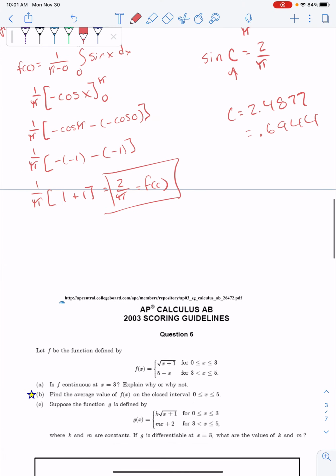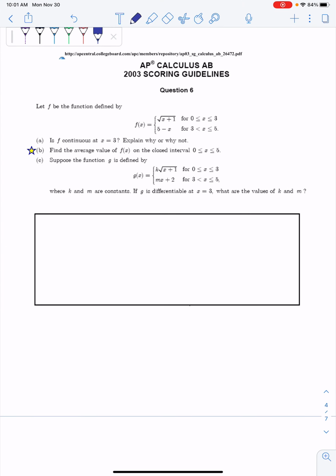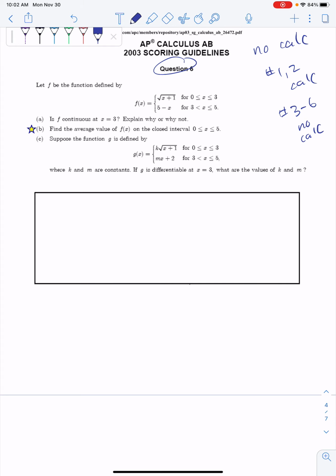All right, moving on. Let's do an AP question. This question is number 6. It's from the 2003 test. Now, one thing to be careful of about this question is I know that this is a no calculator question. Numbers 1 and 2 on the free response let you use the calculator. Numbers 3 through 6 are no calculator questions. So I know that I'm not supposed to use my calculator on question number 6. So we're going to try and do this one without a calculator.